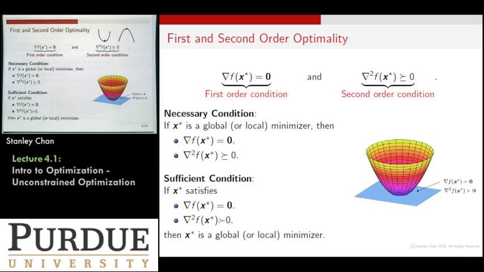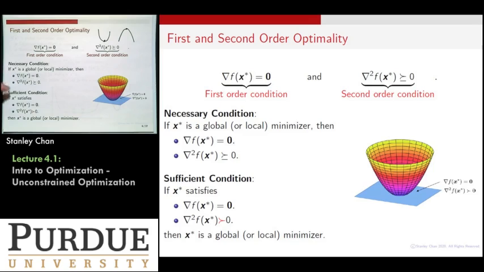Okay, and the difference is that here you look at the eigenvalues. The eigenvalues are all positive. For the other, the eigenvalues of this matrix are non-negative. All right. So if you can show that your X star satisfies both of these 2 conditions, then you can say that your point is a global minimum.